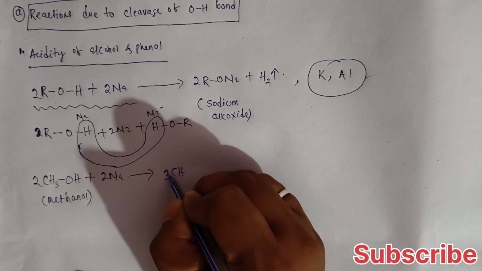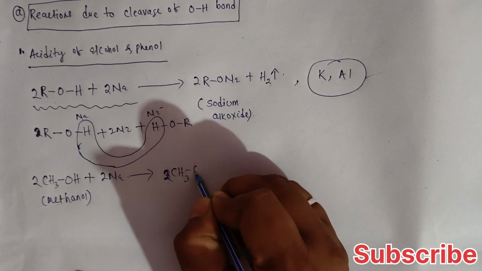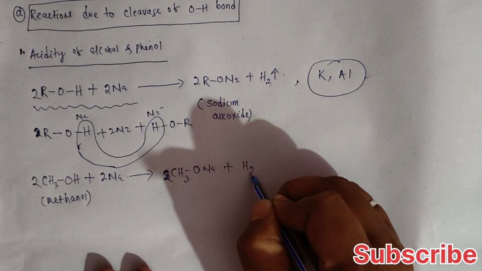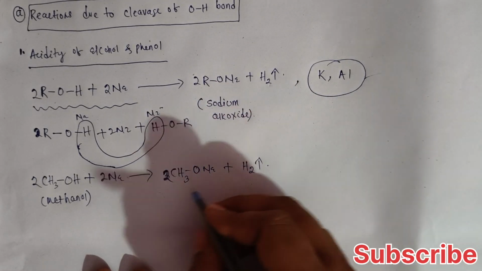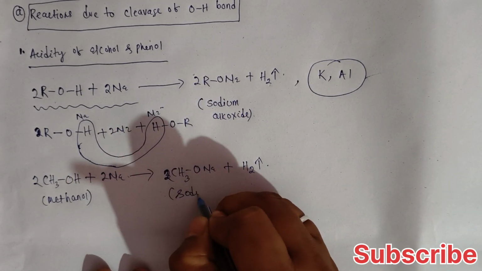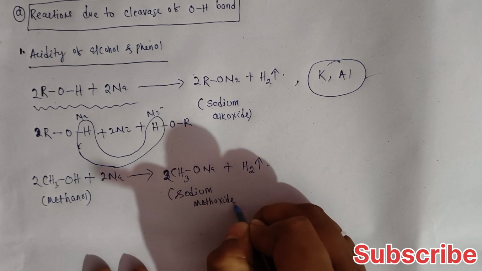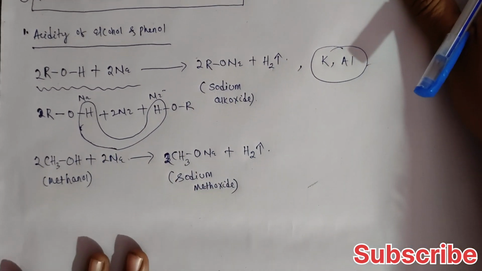So two molecules of sodium methoxide, 2CH3ONa, with the removal of hydrogen gas. Very simple. So this is our sodium, and this is our sodium methoxide. Clear? Very simple.